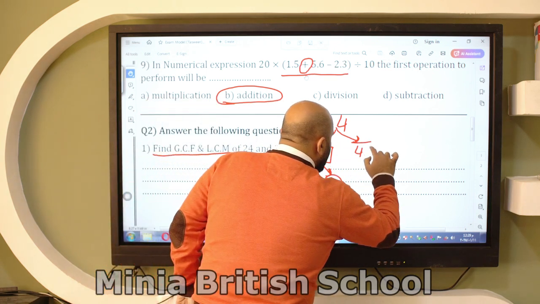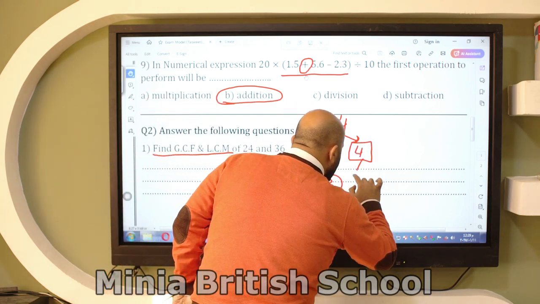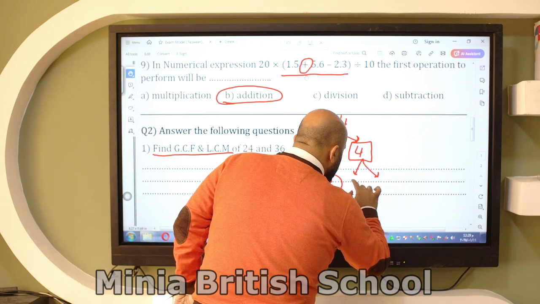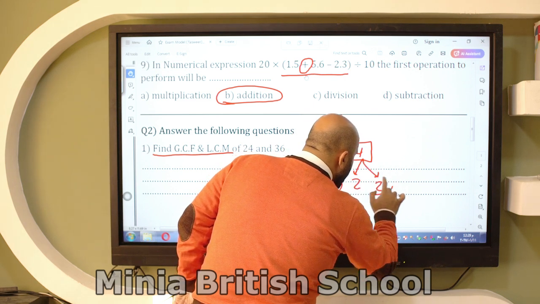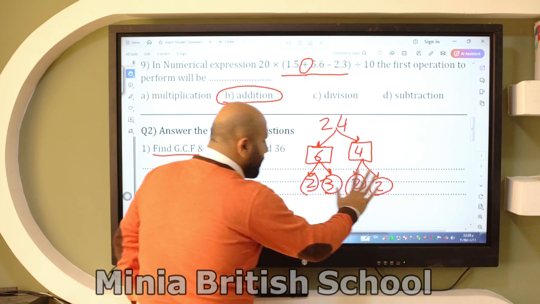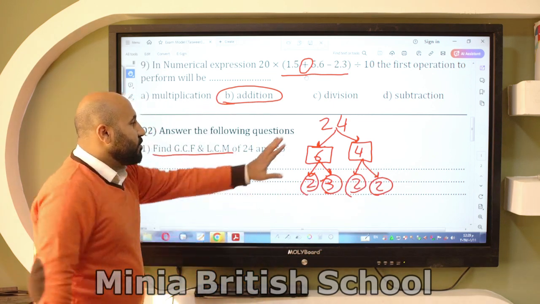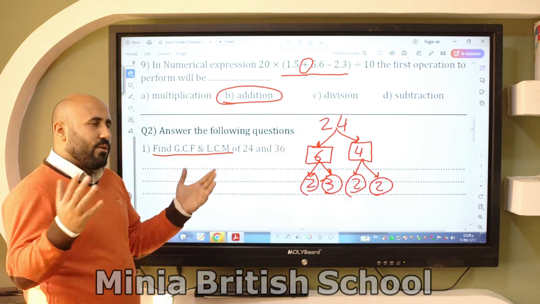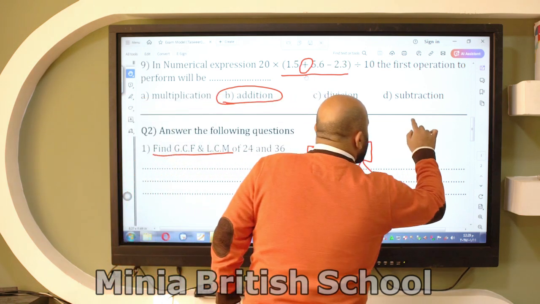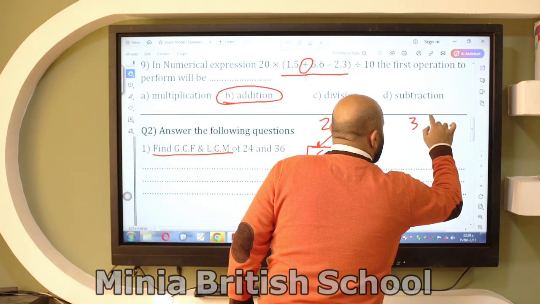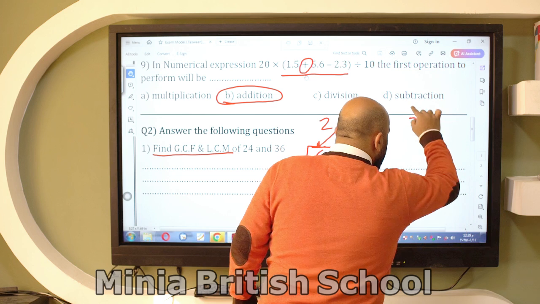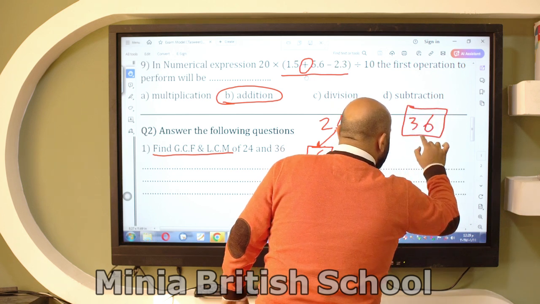What about the 4? 4 is also a composite number. Factorize it into 2 times 2. Both of them are prime numbers. And then I have finished the factorization of 24. What about the 36? It will be the following: 36. It will be 6 times 6.